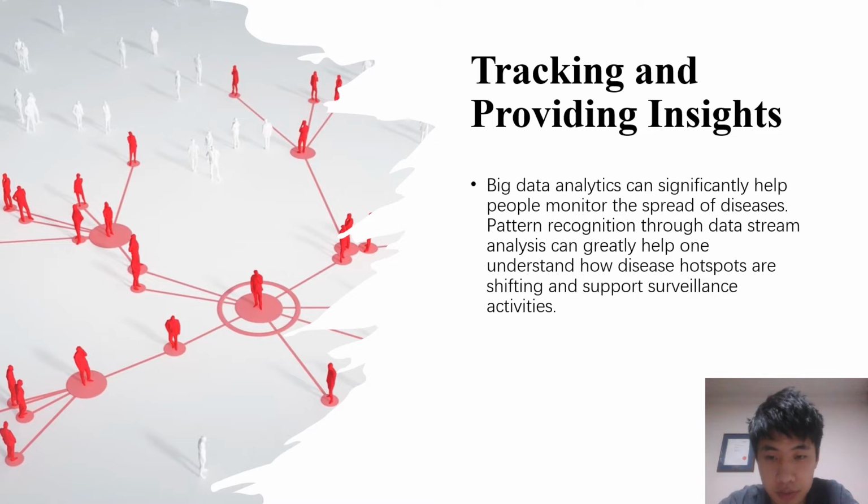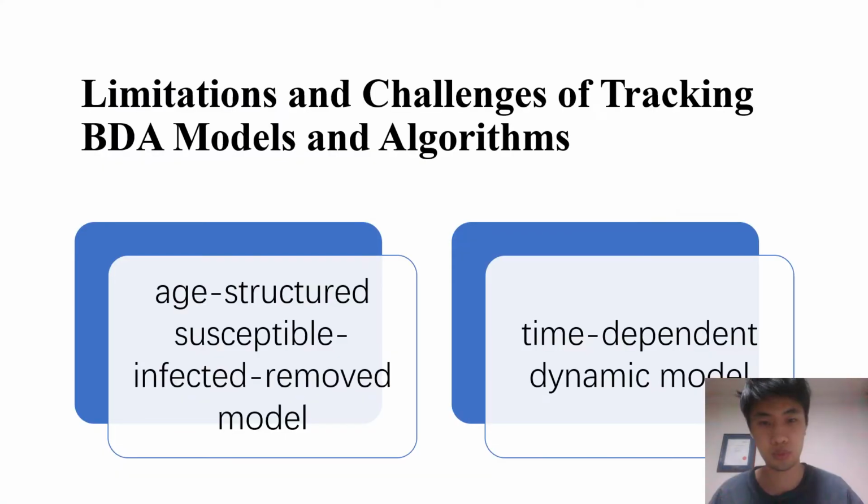The second BDA application that is being used is tracking. Big data analytics can significantly help people monitor the spread of diseases. Its capability can address some of the unknown questions about COVID-19, such as how the COVID-19 virus differs from all previous known pandemics, as well as its ability to infect populations, the actual number of people infected, how long the virus can survive in various environments, and whether surface contact can cause virus transmission.